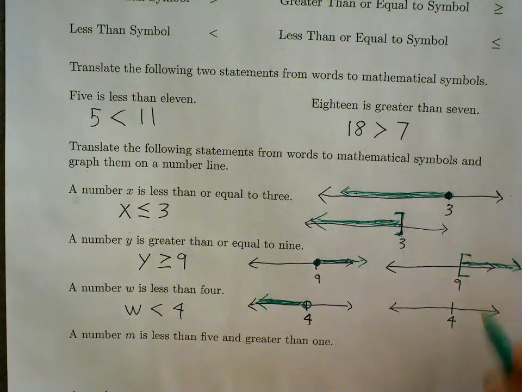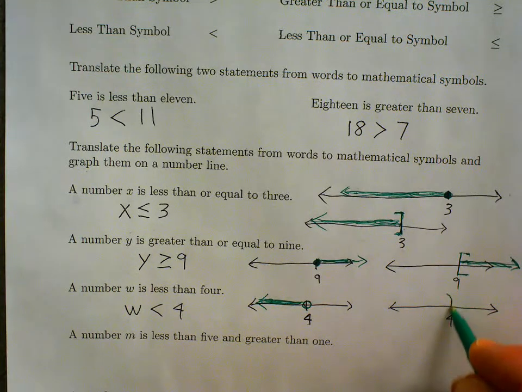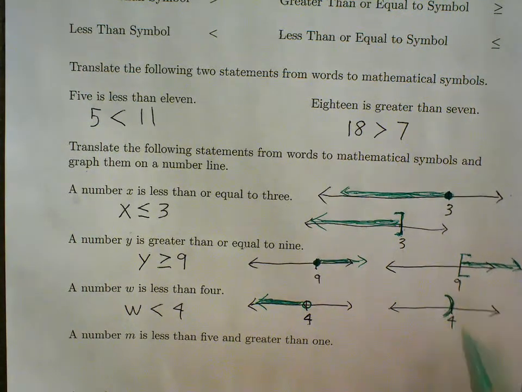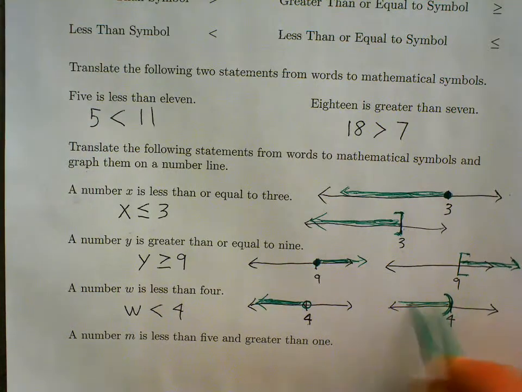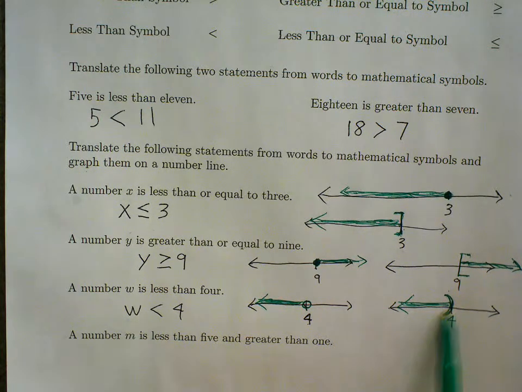Using a parenthesis, the other way to graph this, put a parenthesis that opens to the left at the number 4 and shade to the left. So this parenthesis at 4 indicates that 4 is not part of the set. You can get as close to 4 from the left-hand side as you want. For example, 3.99999. That's pretty close to 4. That's a number that's less than 4, but 4 itself is not in that set.